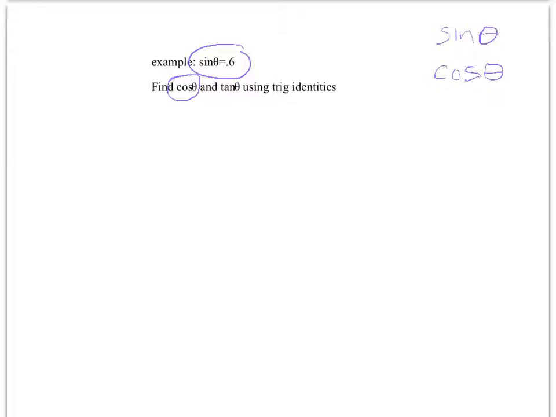And so what you'll see is that you have the Pythagorean identity, sine squared plus cosine squared equals 1. That's the only one that has both sine and cosine in it and nothing else. And so now I'm going to replace what I know. I know that I have sine squared.